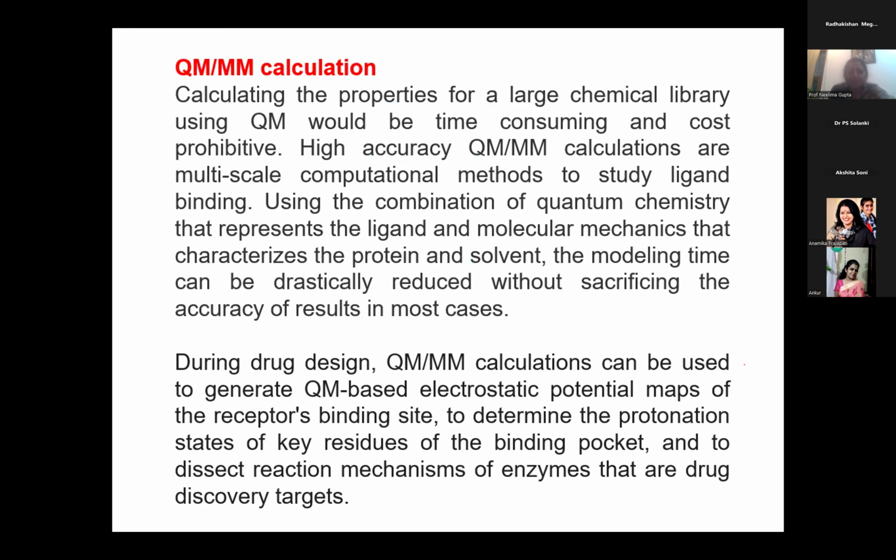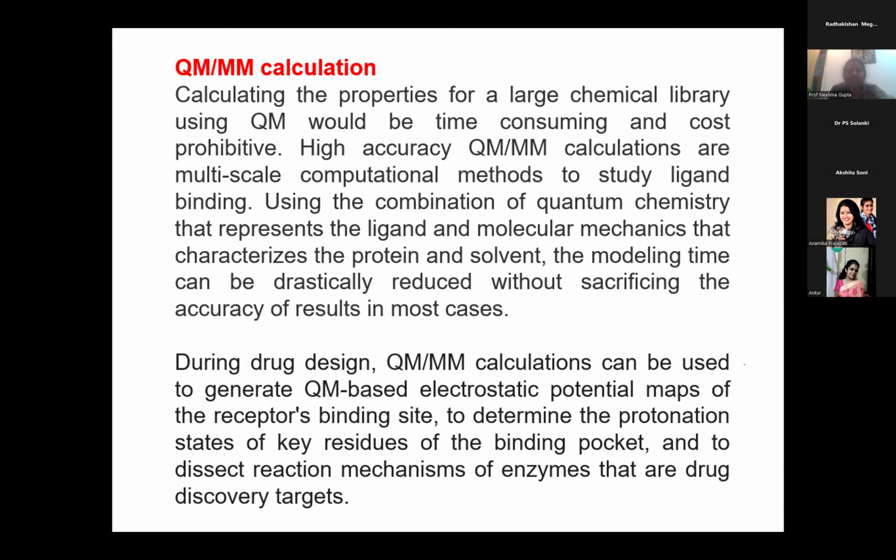QMMM calculations, which have become more popular during recent times, are used for calculating the properties for a large chemical library using QM. That would be time consuming and cost prohibitive. So if you want to calculate the interaction between the drug molecule and the protein completely with quantum mechanics, that will take very large time and computational cost, and then having the same calculation for a large number of library would be almost impossible.